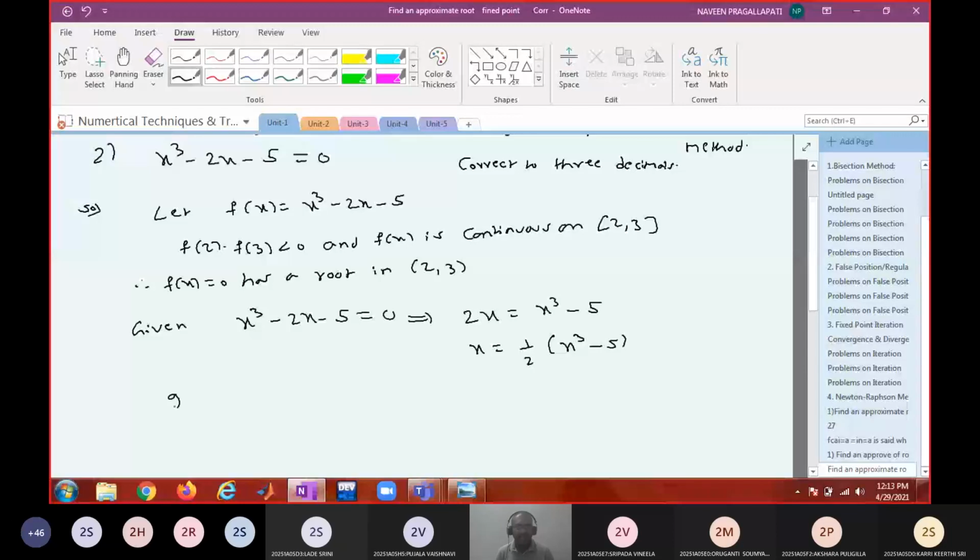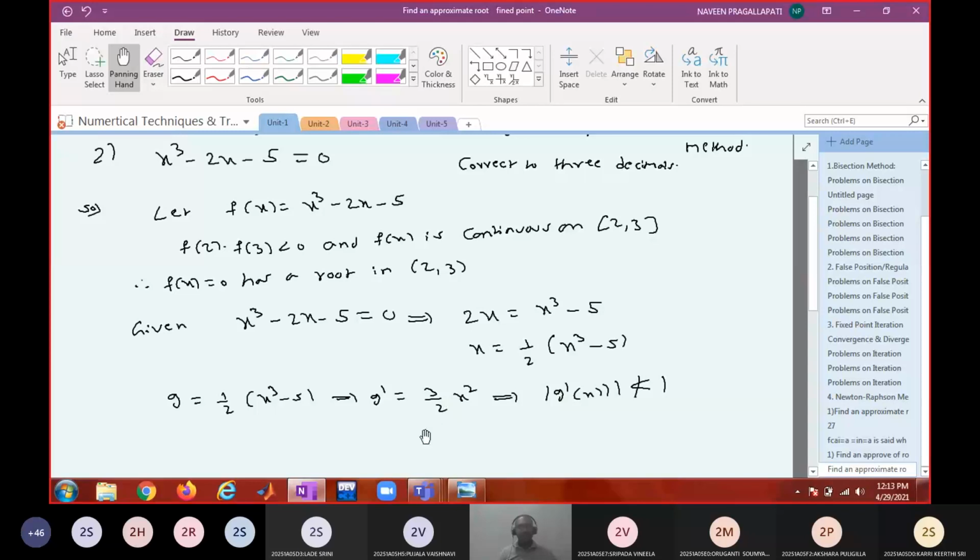So if you take g equal to 1 by 2 times x cube minus 5, what will be g dash? 3 by 2 times x square. Now you can see that modulus of g dash of x is not less than 1 for the values in between 2 and 3. 3 by 2 is 1.5, x square will be greater than 1 for values in between 2 and 3. So derivative is not less than 1. So if you take g equal to 1 by 2 times x cube minus 5, you may not get the convergent sequence. Did you realize that point?